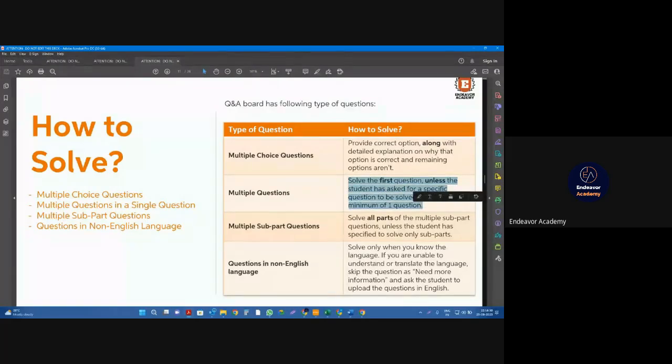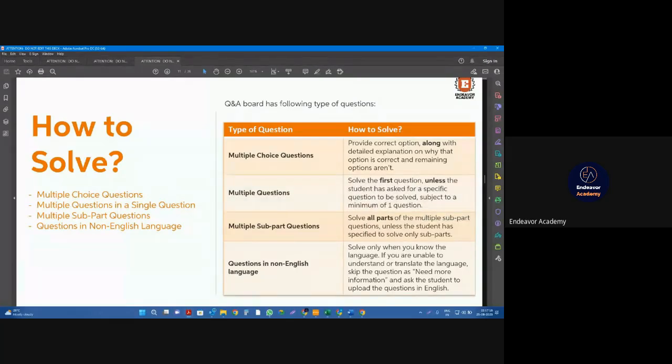If, among multiple questions, you solve the second question and not the first question, then it will be treated as an incorrect solution, because as per the guidelines we have to only solve the first question unless the student has asked otherwise. This is a very general mistake that our experts are committing. They are not following the guidelines, or they are not solving the correct question. They are doing their work but not correctly, so it will not help you.